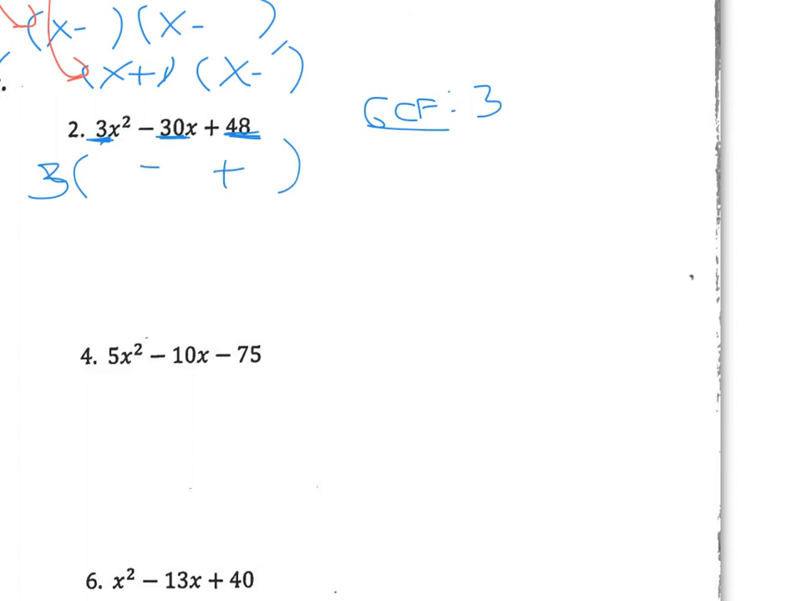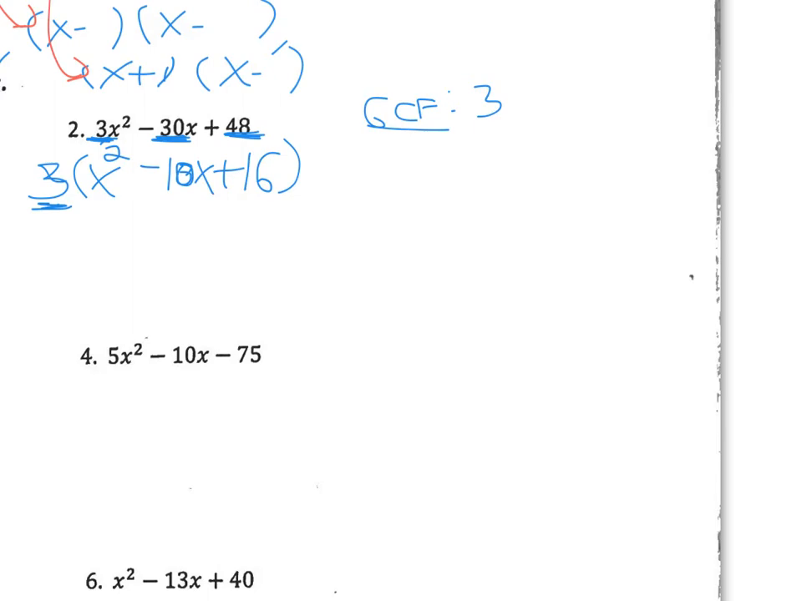All right, so I divide 3 into 3x squared. I get x squared. For the second term, I ask myself, how many times does 3 go into this, negative 30? And that's negative 10x. And then 3 divides into 48 16 times. And if you didn't know that, just use a calculator. All right, so that's the first step there. We factored out the GCF.